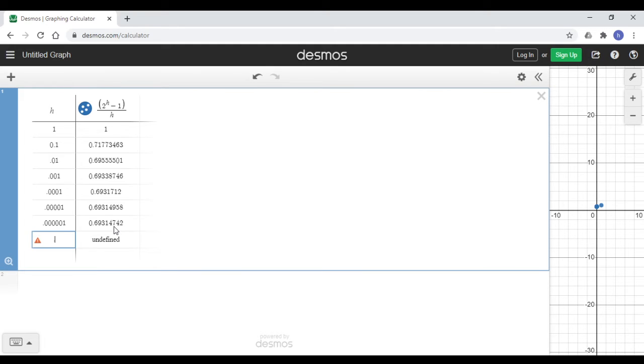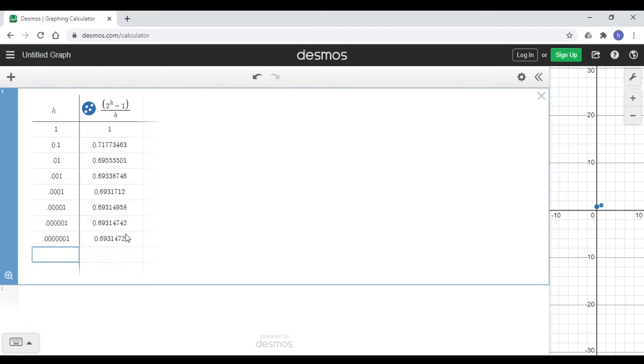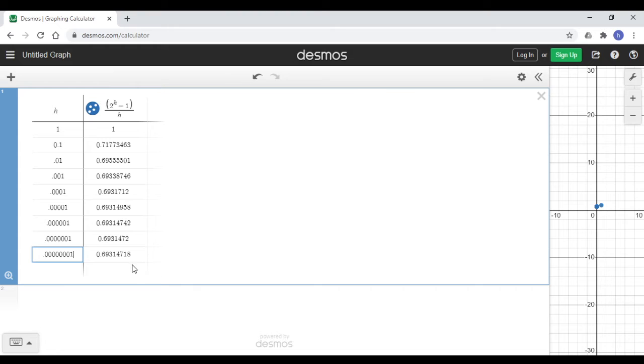So this time I'm going to go with 6 zeros and then a 1 right here, very close to 0. Okay, and we got this. And so it looks like we're right about 0.6931472. Okay, and even how about just one more, I promise. 0.0000001. Okay, and now we're down to 0.6931471.8. So instead of 2 at the end here, we're looking at 1.8. Okay, so that's the right hand side table.